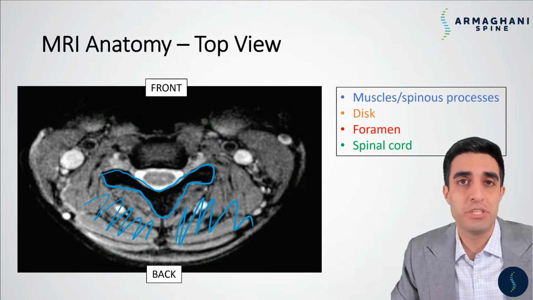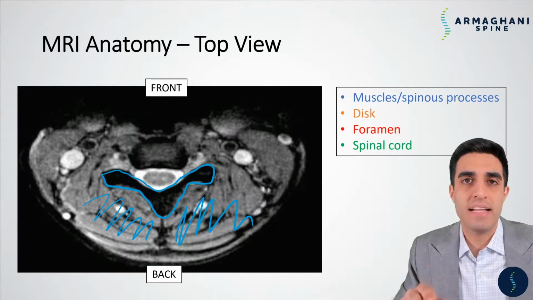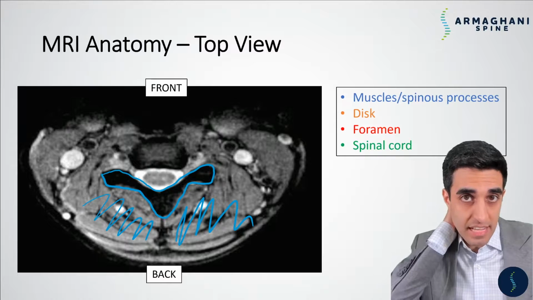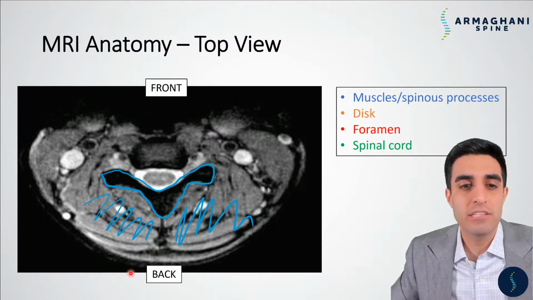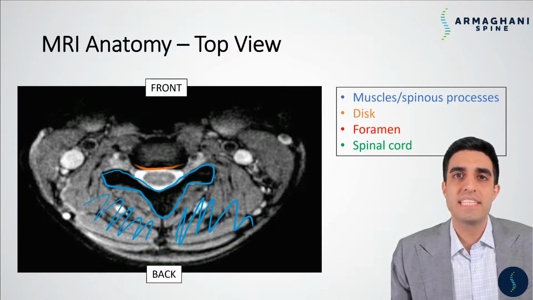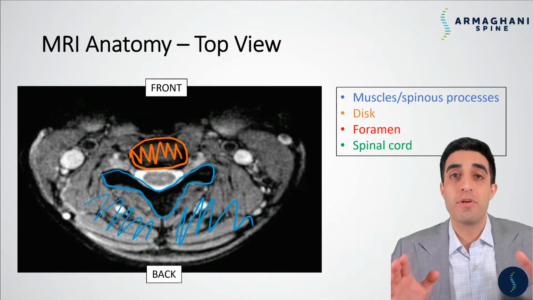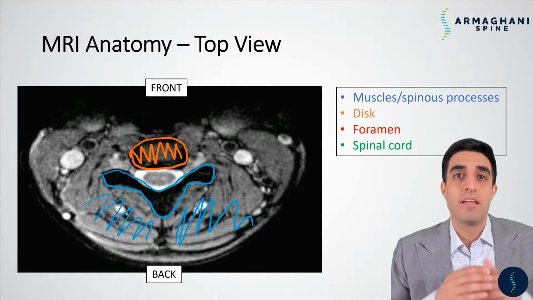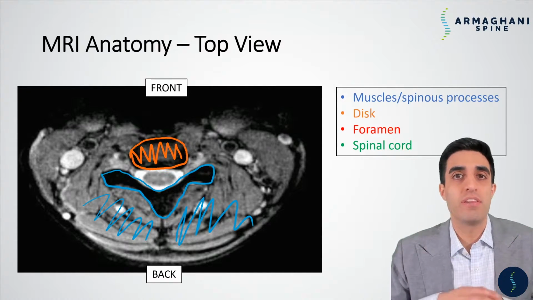In blue is going to be your muscles as well as your spinous process. Remember again that when you touch the back of your neck, that hard bone that you feel, that's going to be the tip of that spinous process. So this is all going to be in the back of your neck. The disc is here outlined in orange. If you remember, the disc is going to be the rubbery cushion between the vertebrae.